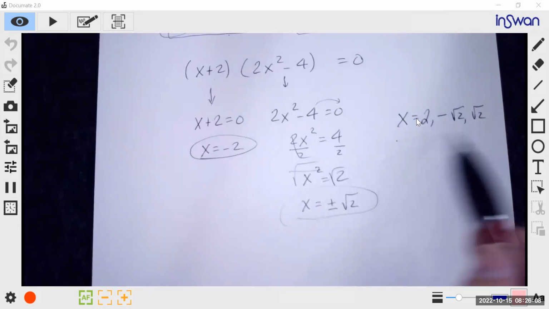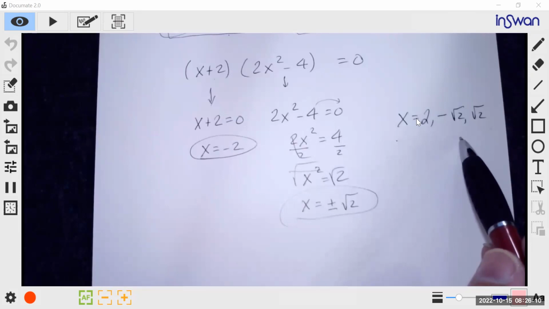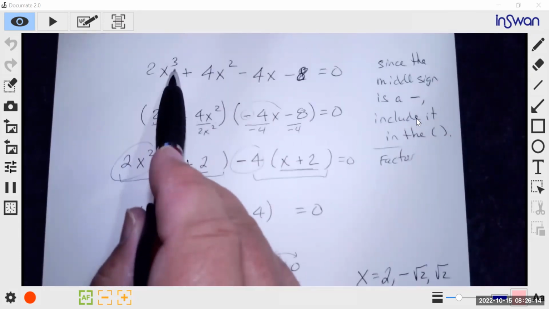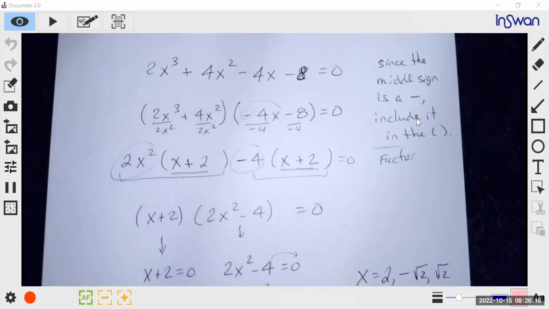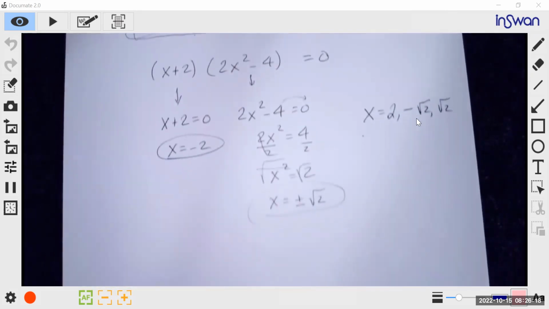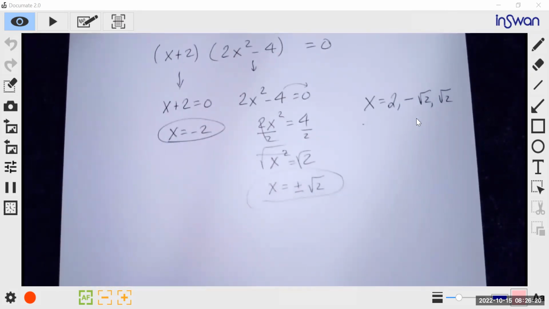How do I know I'm supposed to have 3 answers at most? Because the degree is 3. That means that I'm gonna have at most 3 answers. All right, so that's what you do if you have 4 terms. You have to try to use the grouping method.